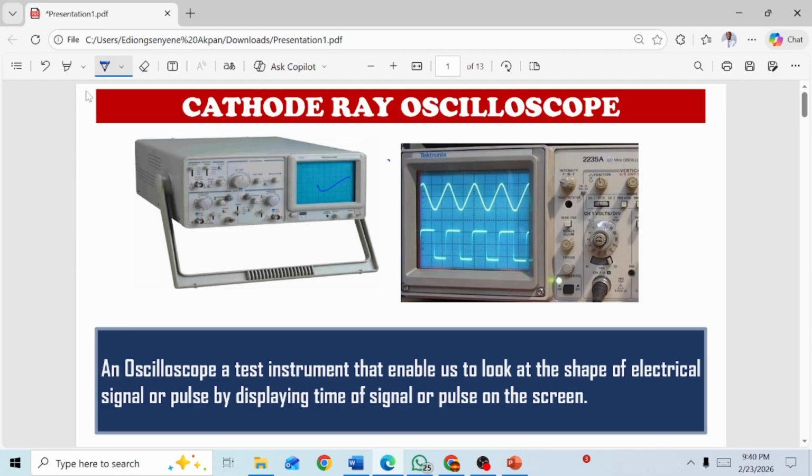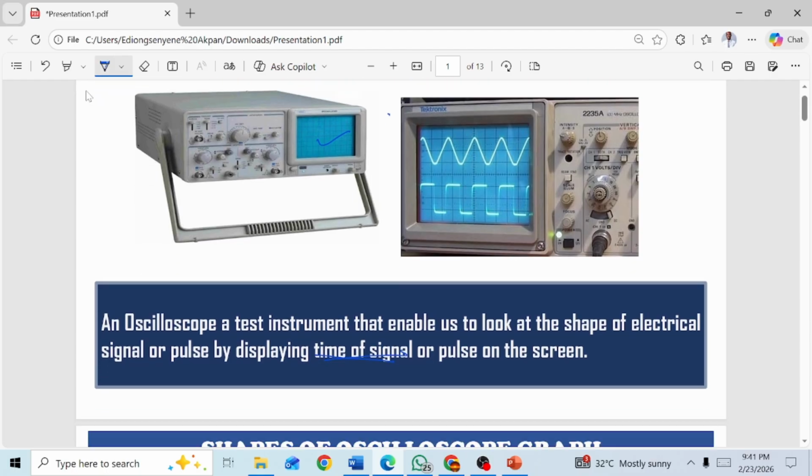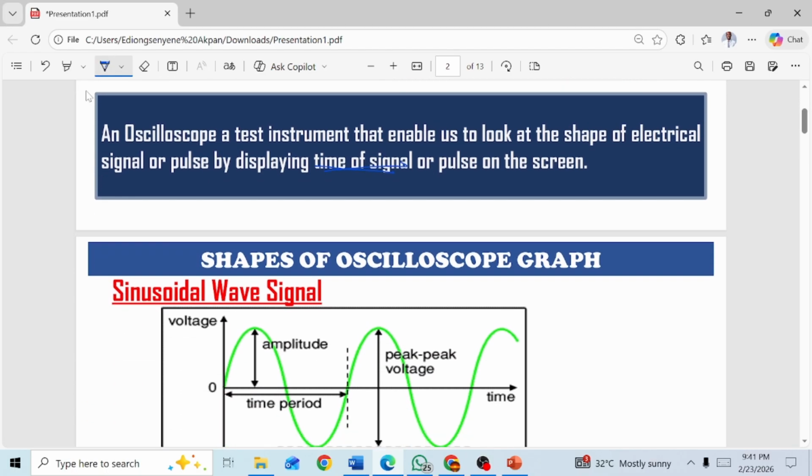An oscilloscope is a test instrument that enables us to look at the shape of an electrical signal or pulse by displaying the time of the signal. The key word there is time of signal. We use it to find the time period and use that to find the frequency. Let's look at some shapes.